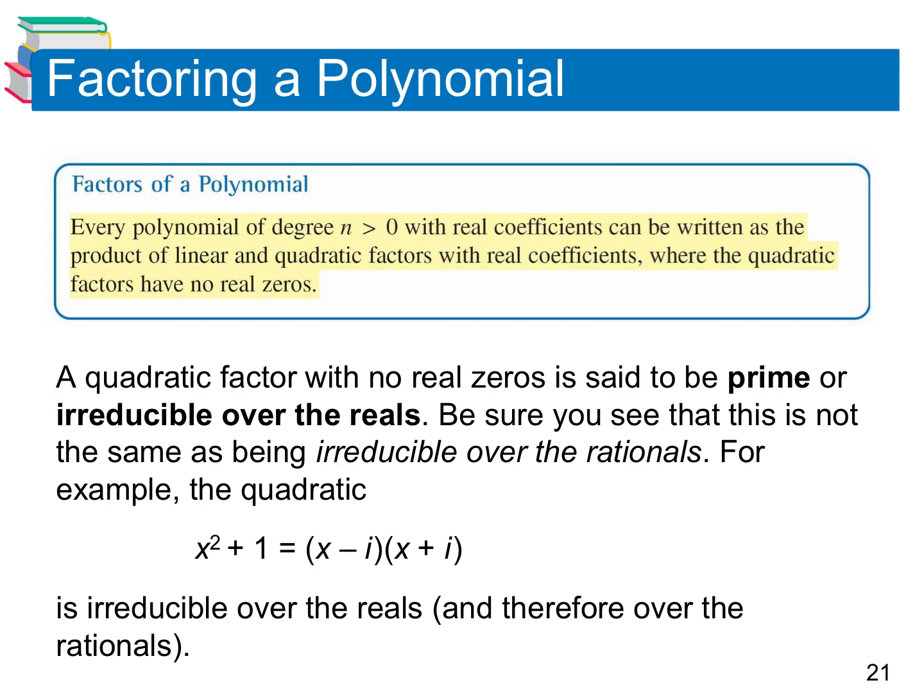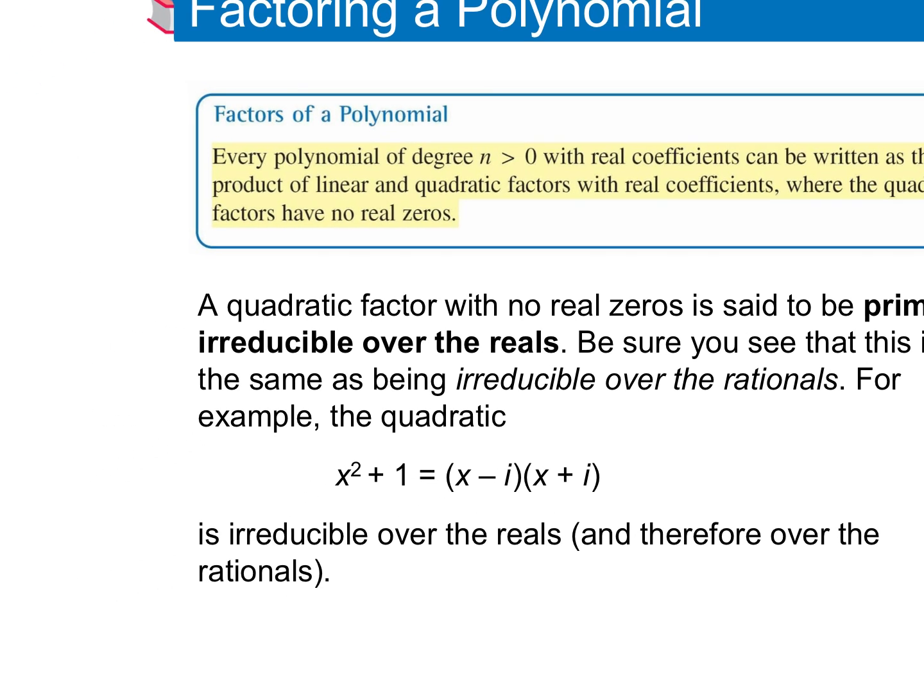So it says a quadratic factor with no real zeros is said to be prime or irreducible over the reals. So irreducible over the reals, we can't have imaginaries in our answer. So it would be something like this, where it's x squared plus 1, where there's no imaginaries. I'll show you examples on the next couple pages.